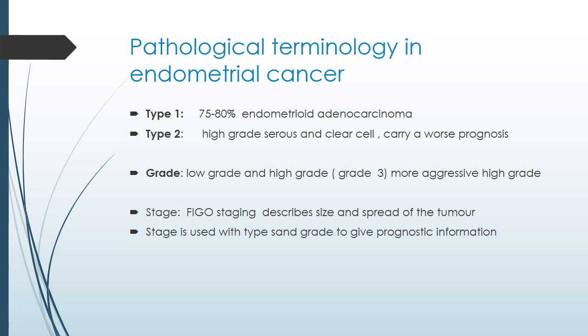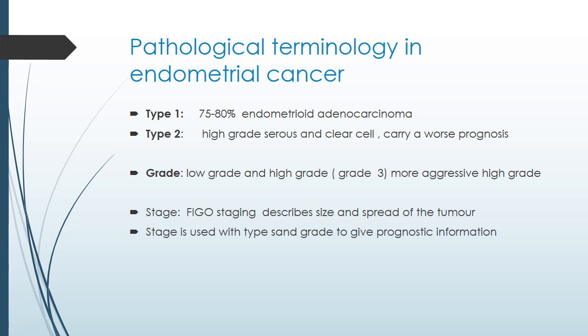This is the pathological terminology which we use in endometrial cancer. Types 1 and 2, as I have already described. Type 1 cancers, usually 75 to 80%, are endometrioid adenocarcinomas which have a favorable prognosis. Type 2 cancers, high-grade serous and clear cell, carry a worse prognosis.